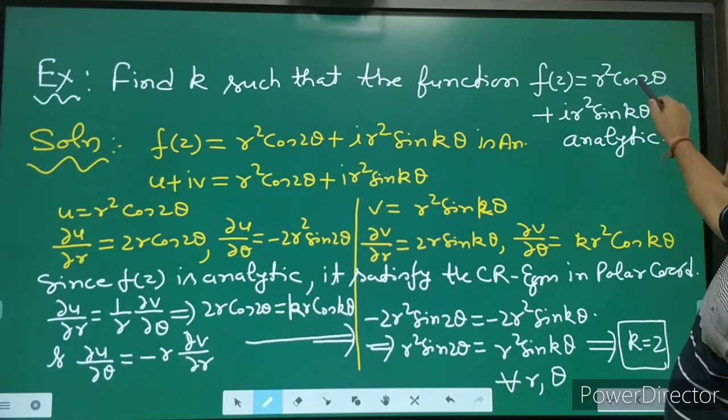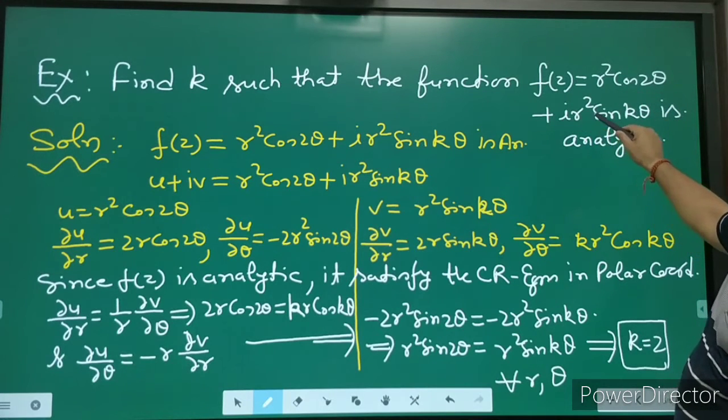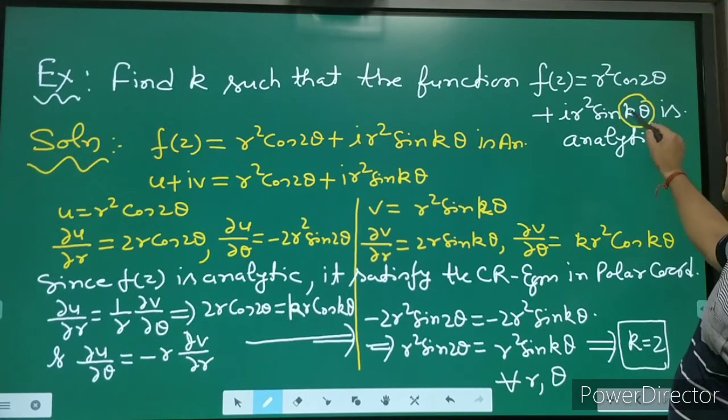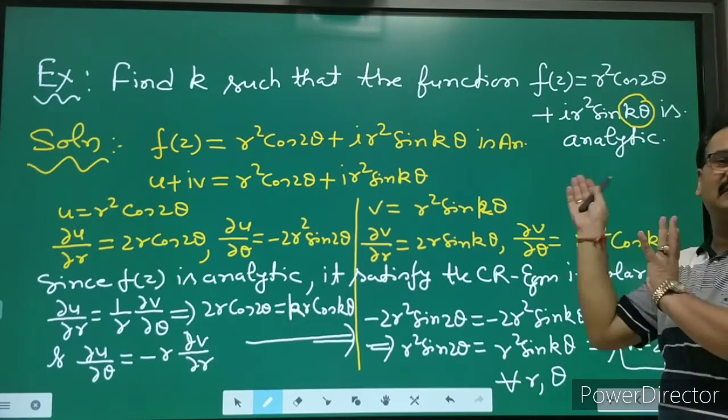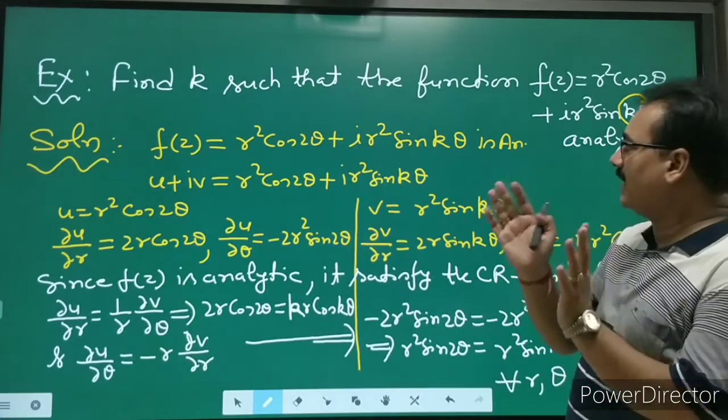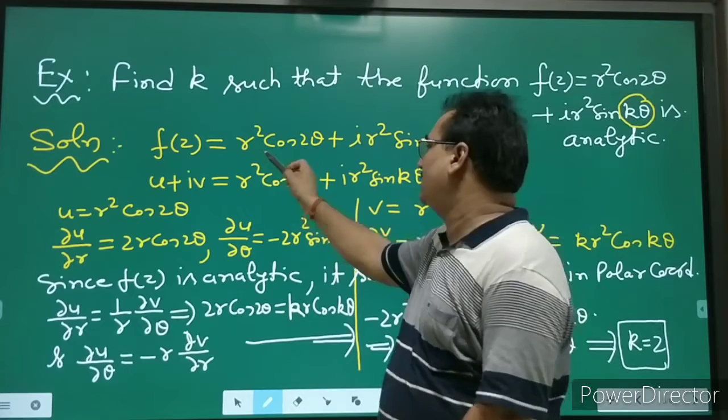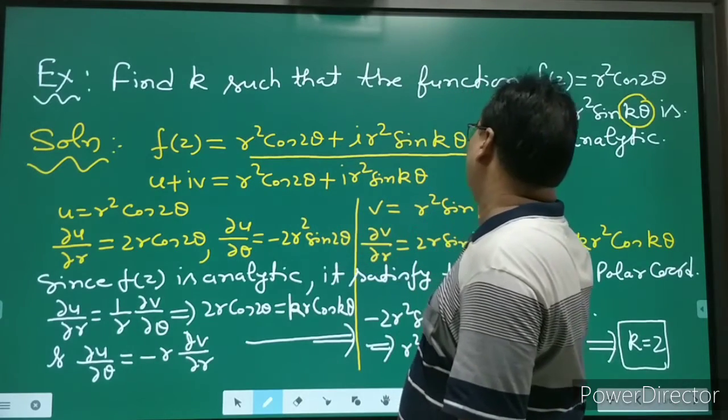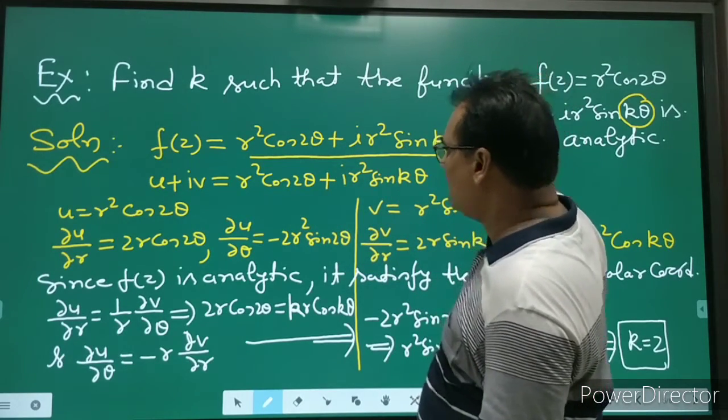Similarly, a second kind of problem: find the unknown k such that the function f(z) equal to r square cosine 2 theta plus iota r square sine k theta is analytic. Here also it is given that the function is analytic. Then what is the meaning? f(z) is given, and we have to write that this is an analytic function in the domain.